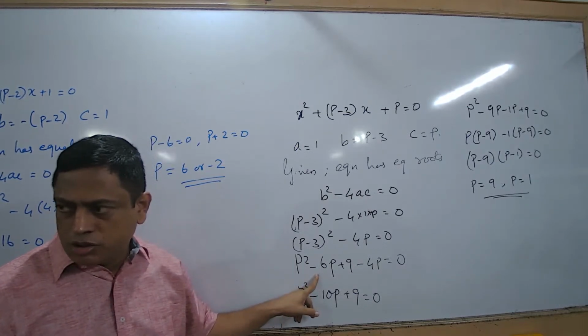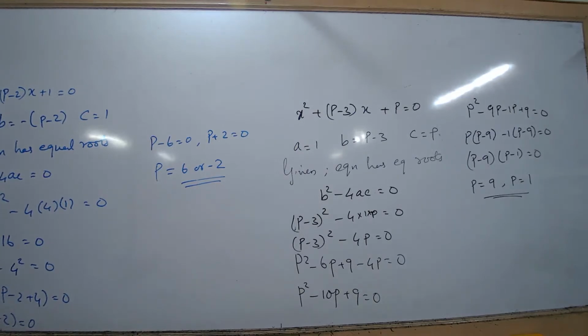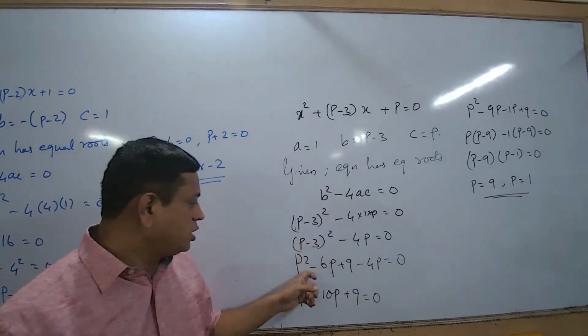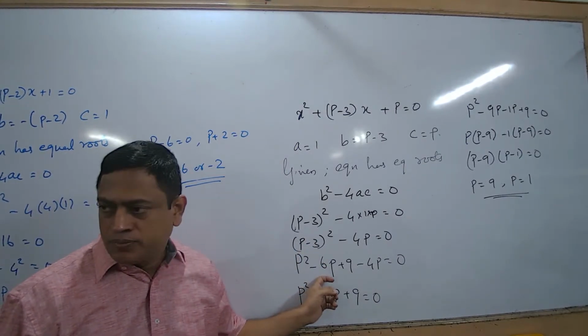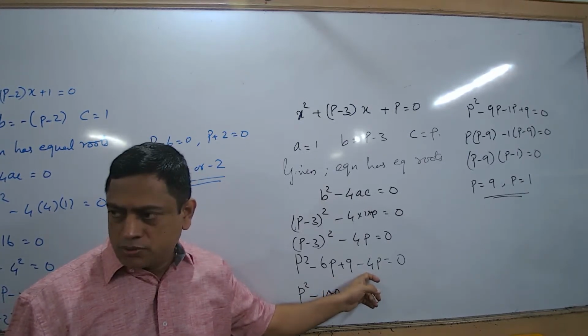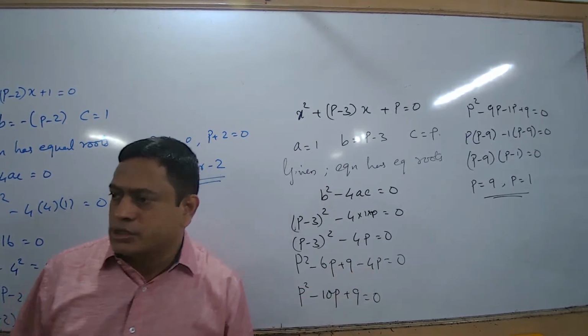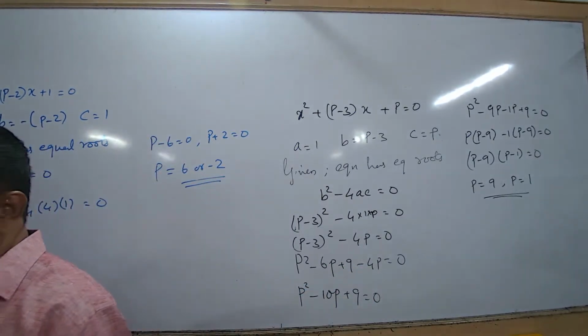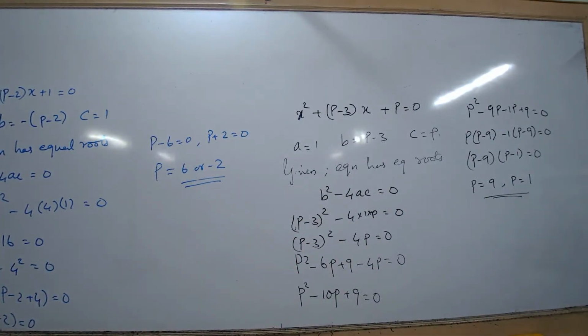This is not followed. The identity: (A minus B) whole square is equal to A square minus 2AB plus B square. So p square minus 2 times p times 3, that is 6p, plus 3 square, 9, minus 4p. Understood? Yes or no? Then minus 6p and minus 4p is minus 10p. Vaishnavi, following or not? Yes or no?